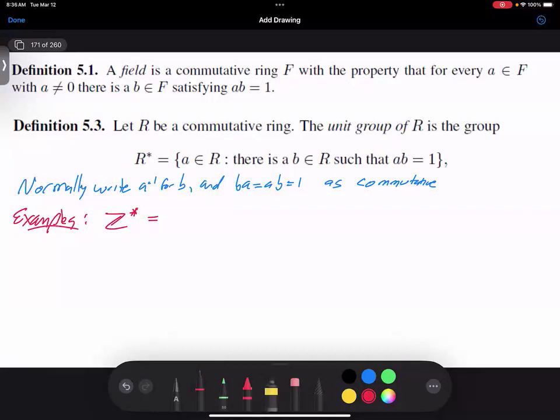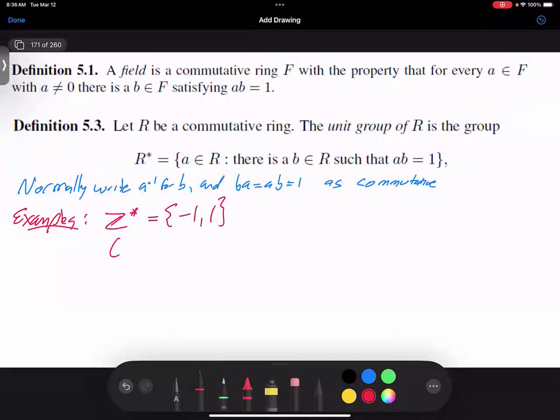Think about negative numbers. Are there any negative numbers that might have an inverse that's an integer? Negative 1. It would be -1 and 1. Those would be the only ones that would work.